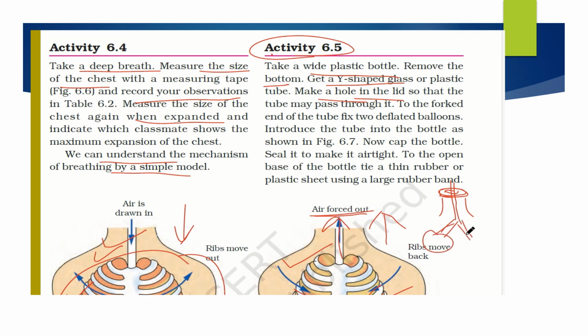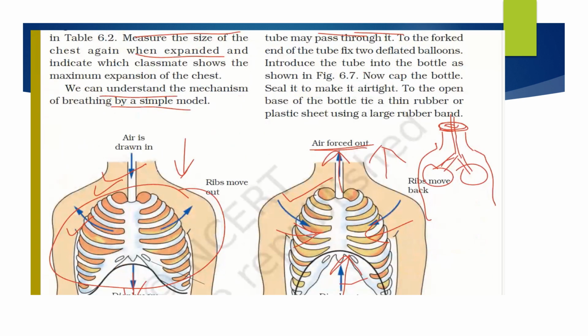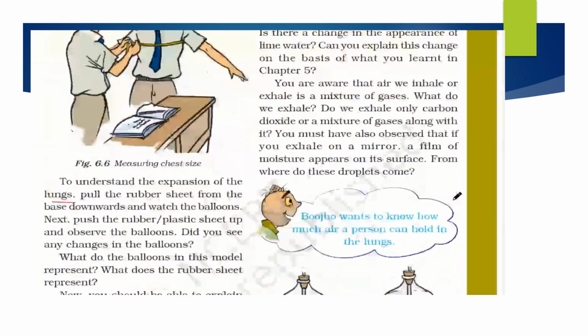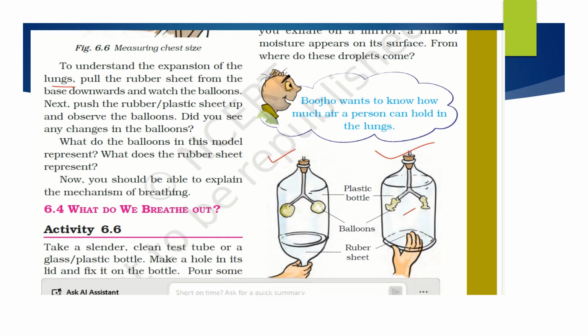You are placing two rubber balloons on the sides of the forked end of the tube. We are fixing two deflated balloons. Now introduce the tube into the bottle as shown in the figure. Now cap the bottle tightly so that no air is going in. Now to close the base of the bottle, tie a thin rubber sheet using a thick rubber band. So here you are tying a plastic sheet using a rubber band. Like this it will look: the plastic bottle, the deflated balloons, then a rubber sheet.